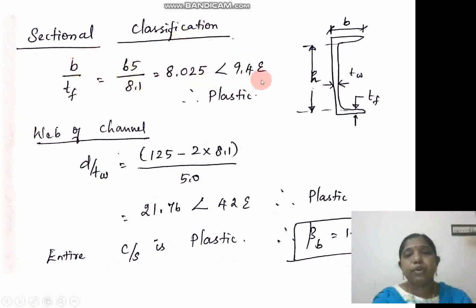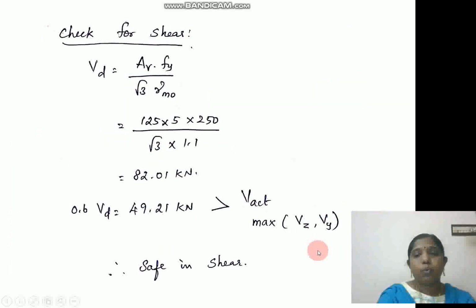It is less than 9.5. Here, for channel, B is your entire flange width. For I section, it is flange width divided by 2. This figure is shown next to Table 2 in IS 800-2007, so you can refer to it. So it is a plastic classification. For D by TW of the web of channel, you have to deduct the flange thicknesses and check it out. It is 42 epsilon. It is again plastic. So your beta B value is 1.